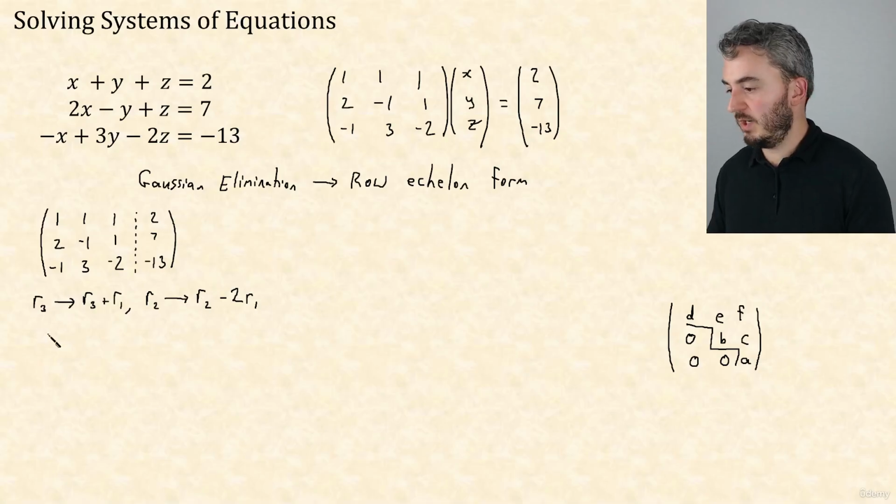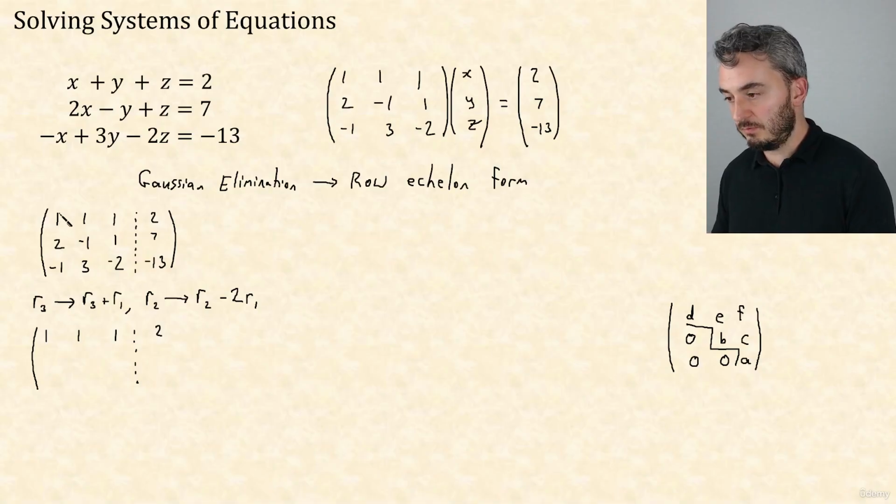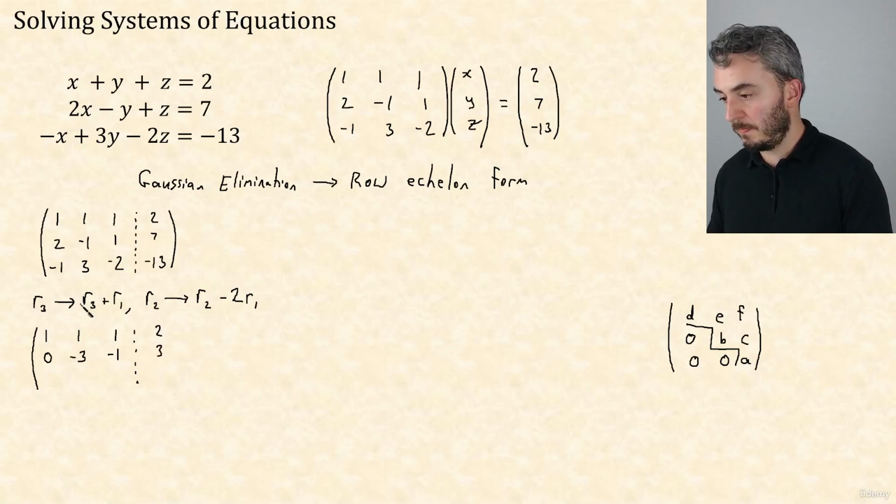So here are the operations I'm going to do, and what does this do to my augmented matrix? Well, the first row is unchanged. 1, 1, 1, 2. Okay, row 2 becomes old row 2 minus 2 times row 1. So 2 minus 2 is 0, that's what I wanted. And then minus 1 minus 2 of these, that's minus 3. Then 1 minus 2 of these, minus 1, and 7 minus 2 of these gets me 3. Now my new row 3 is just my old row 3 plus my old row 1. Minus 1 plus 1 is 0, that's what I wanted. 3 plus 1 is 4.